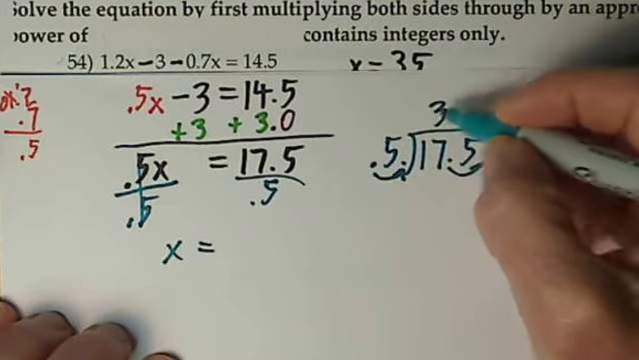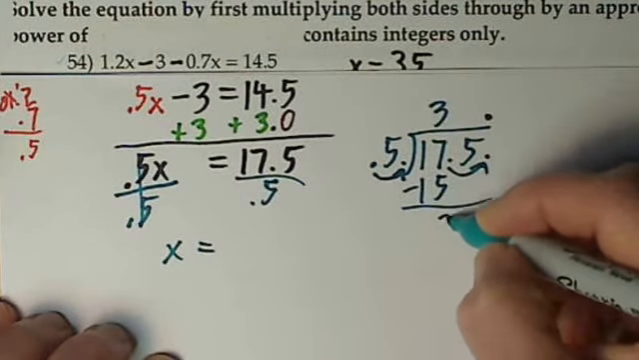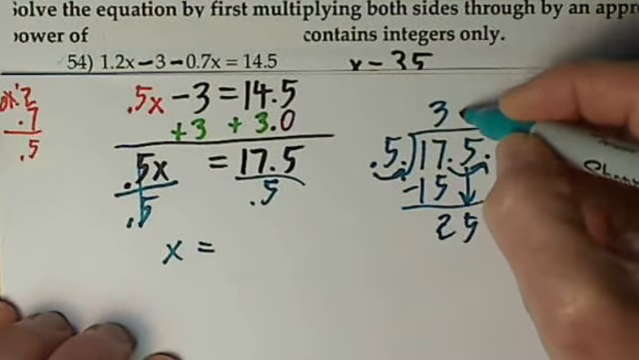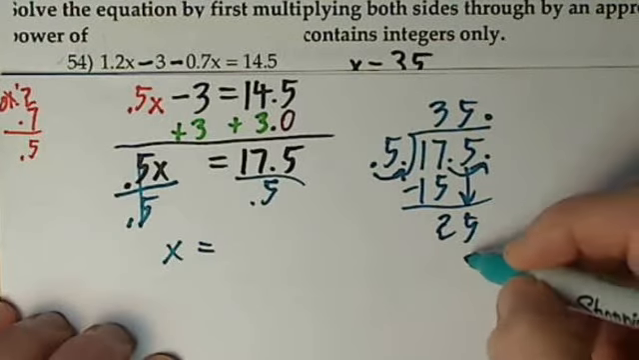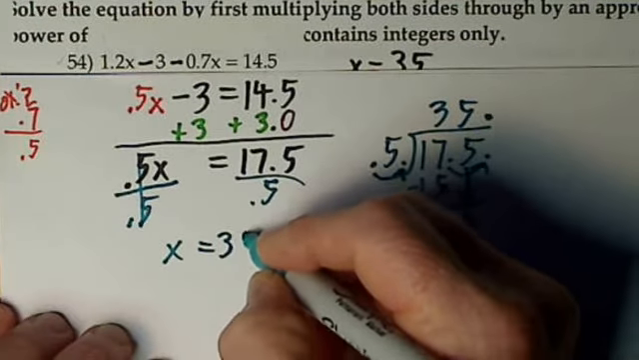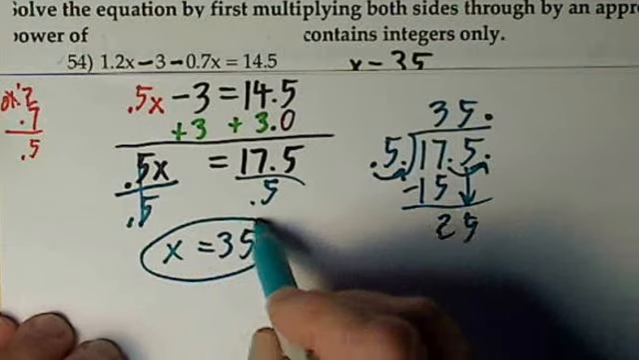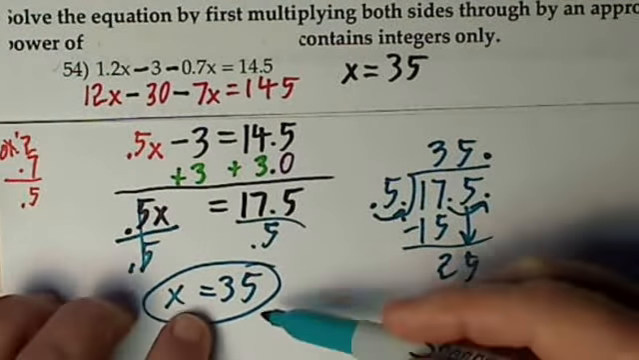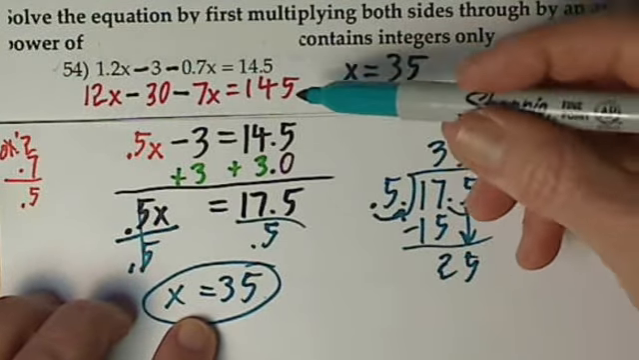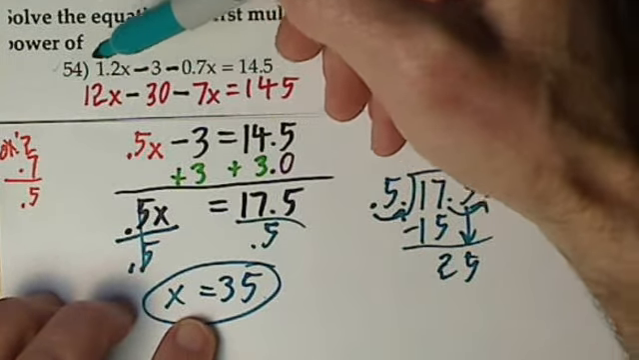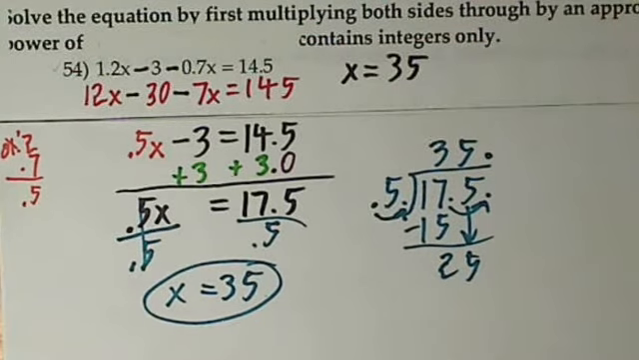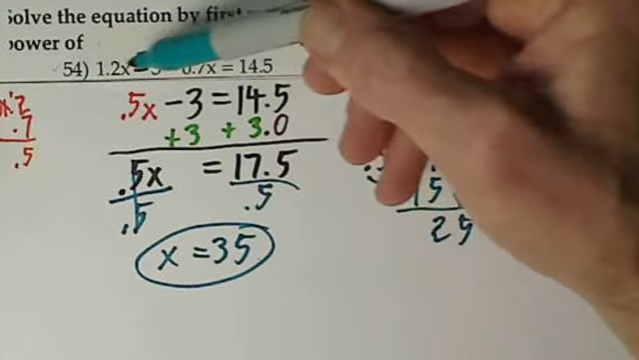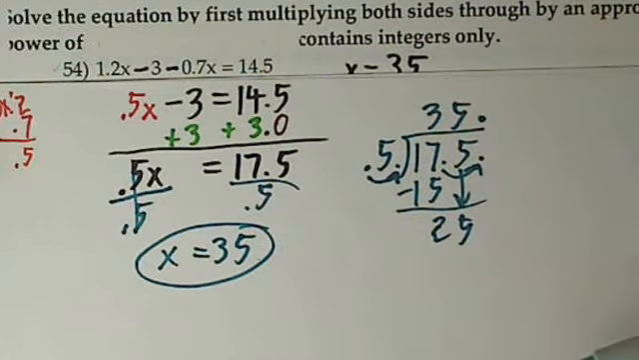5 goes into 17 3 times. Bring down your next digit. 5 goes into 25 5 times, and that would be 25, all right? So x equals 35. Notice we got the same answer. Slide this down, okay? So we ended up with 35 either way. This method showed multiplying each side of the equation by 10. This method showed just putting up with the fact that you've got some decimals and just do your calculations.